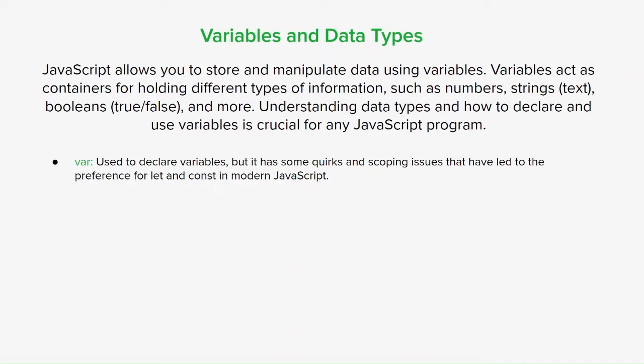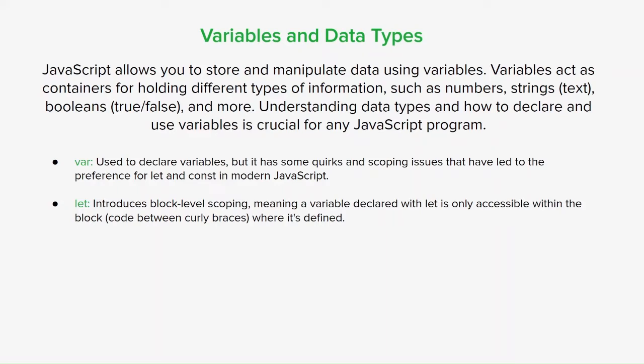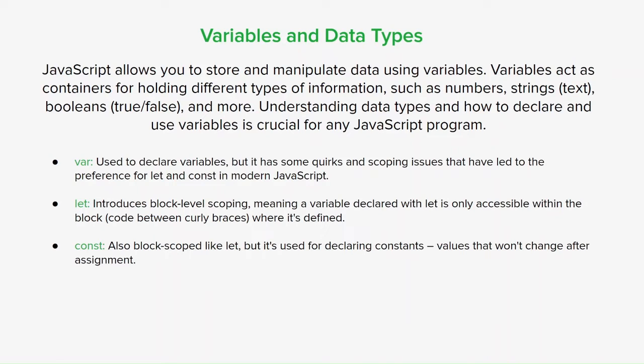The var statement is used to declare variables, but it has some quirks and scoping issues that have led to a preference for let and const in modern JavaScript development. So let introduces block-level scoping, meaning a variable declared with let is only accessible within the block of code where it's defined. And then you have const, also block scoped like let, but it's used for declaring constants, and constants are values that won't change after assignment.